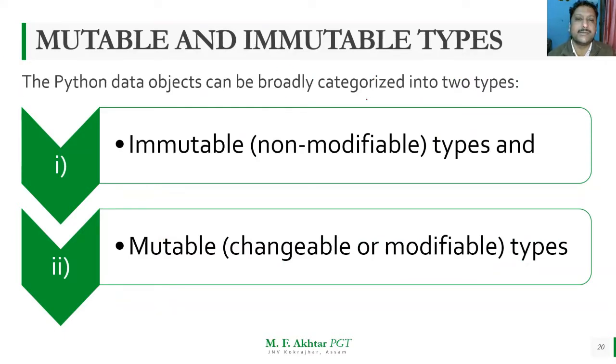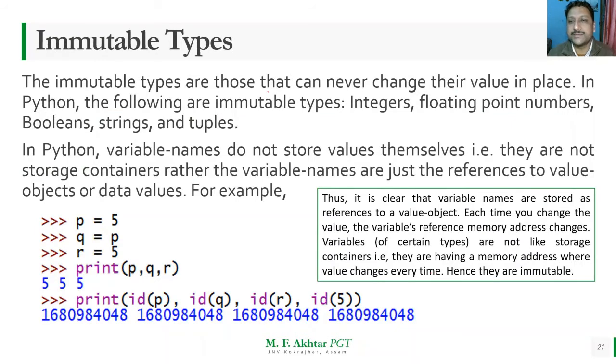Python data objects can be broadly categorized into 2 types. All data types which are available in the Python language, it may be string, list, tuple, dictionary, sets, integers, floating points, booleans, all can be categorized under these 2 different types: immutable and mutable, non-modifiable and modifiable types. See here, what is an immutable data type? We already know immutable data types are those data types which never change their value in place. In place means individual value.